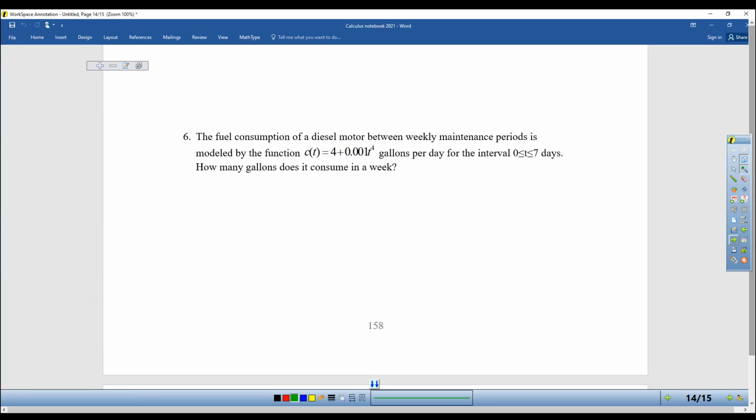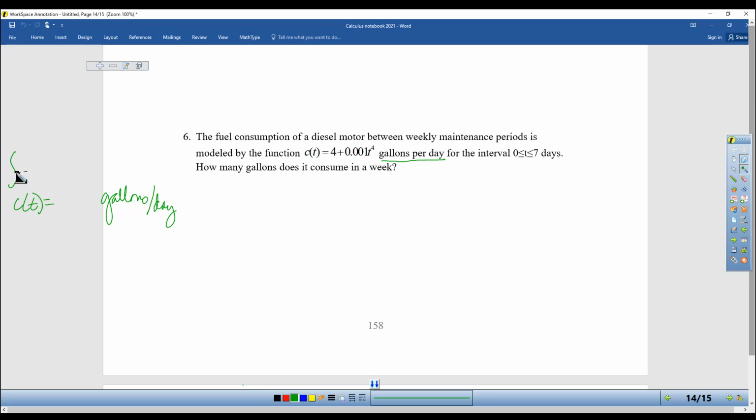Number 6. So the purpose of number 6 is to show you that it's not always going to be about distance, rate, and time. This one says the fuel consumption of a diesel motor between weekly maintenance periods is modeled by the function C of t is equal to 4 plus 0.001 t to the fourth gallons per day. That's going to be the key. So if they've given you gallons per day, they've given you the rate. So C of t is the rate of the consumption, okay?